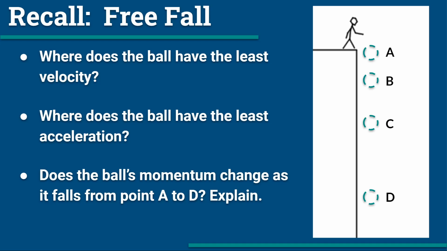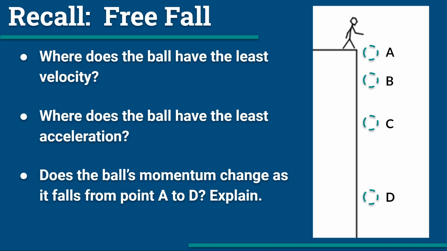What about the second question? Where does the ball have the least acceleration? It's the same everywhere. That was the trick question I kept asking y'all over and over again last semester. But it's the same everywhere. At A, B, C, and D, the acceleration is still negative 9.8 meters per second squared at all of those positions.